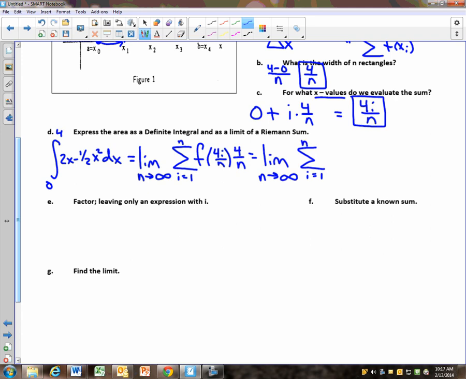No, because that's your first width. You'll always move one width away from your starting point, so it will always start with i equals 1. And so we plug this 4i over n into what?